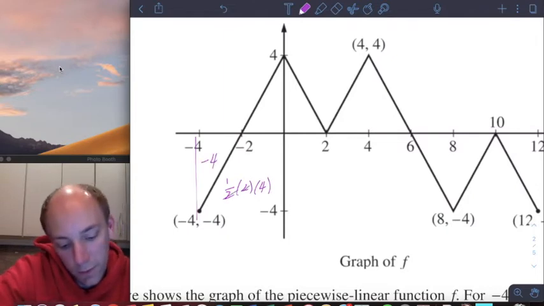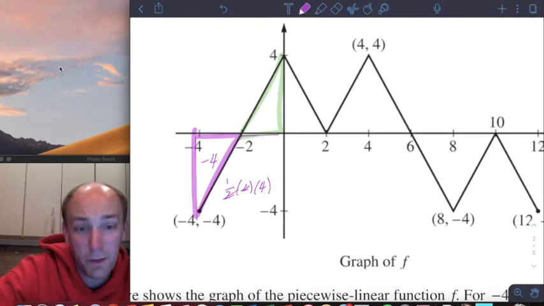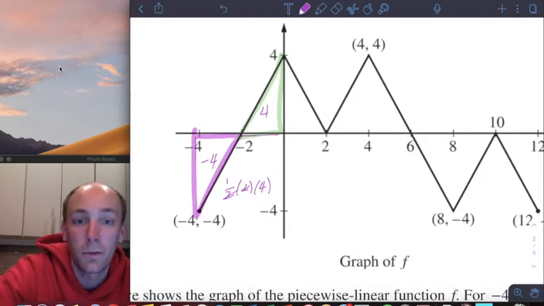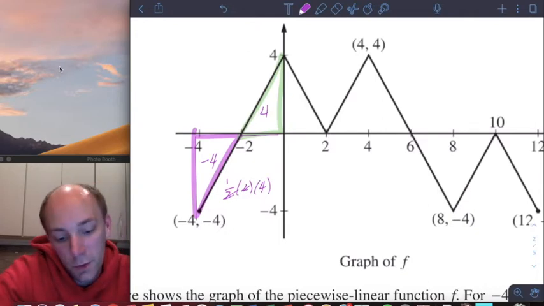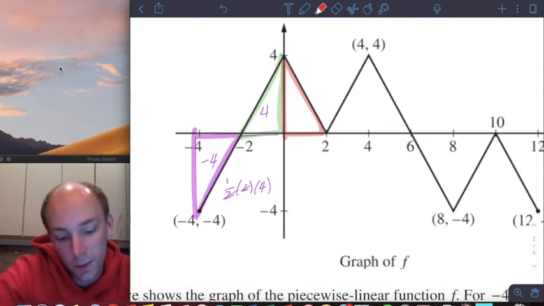For the next one, so that was this shape. For the next shape here, I think I have the same exact numbers, right? 1/2, a base of 2, a height of 4. So that's just going to be positive 4. From 0 to 2, same triangle, right? Just the mirror of it, so to speak. I'm going to have 1/2, base of 2, height of 4. So again, this one has an area of 4.